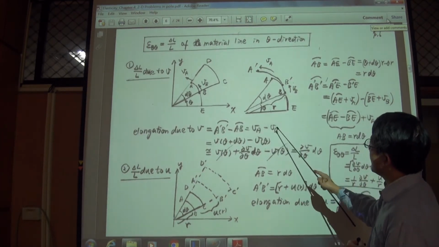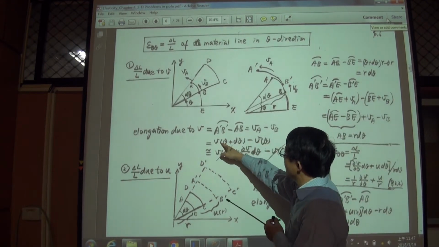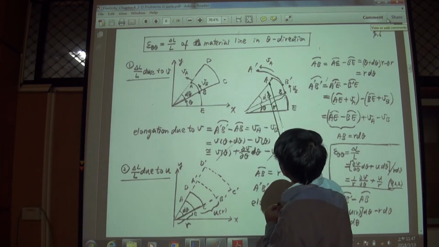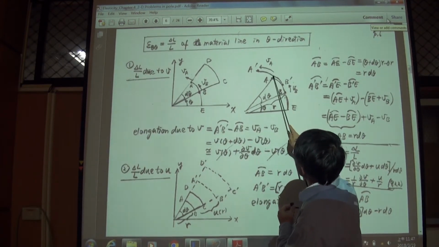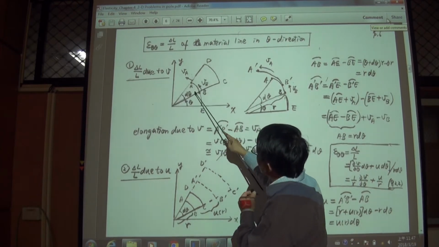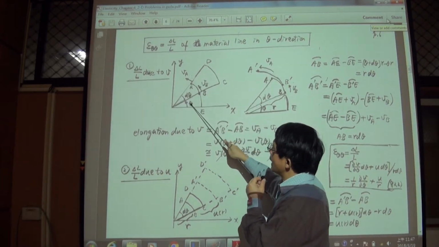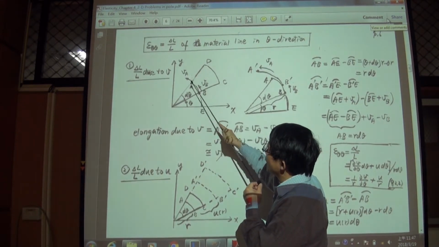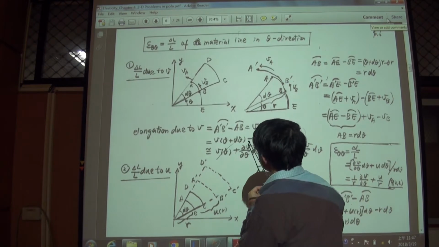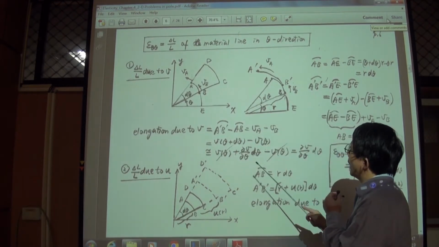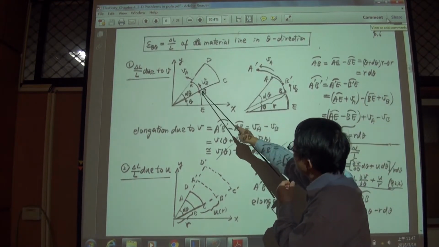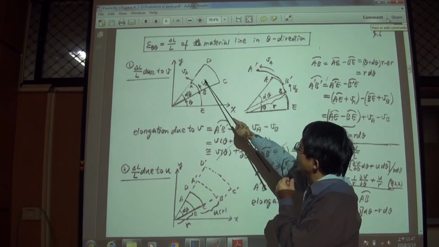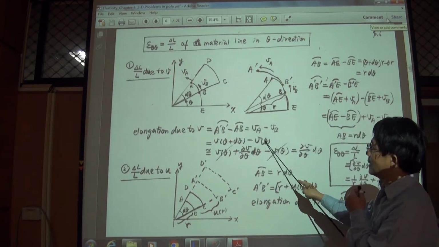What is VA and VB? VA is V evaluated at theta plus d theta. But what is A? The coordinate of A is theta plus d theta, right? So VA is the displacement V evaluated at theta plus d theta. Understand? Okay. What is VB? The coordinate of point B is theta. So VB is V evaluated at theta.